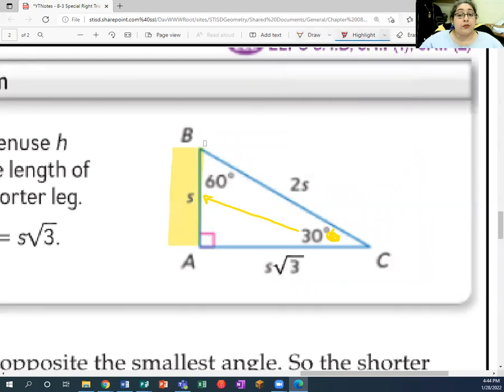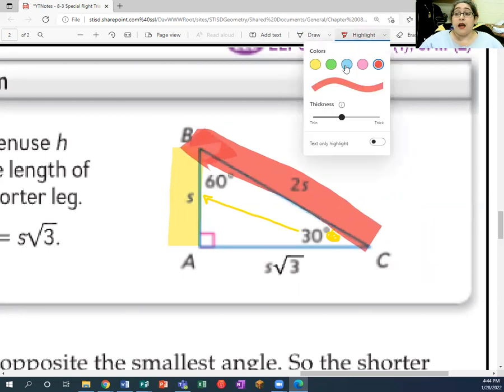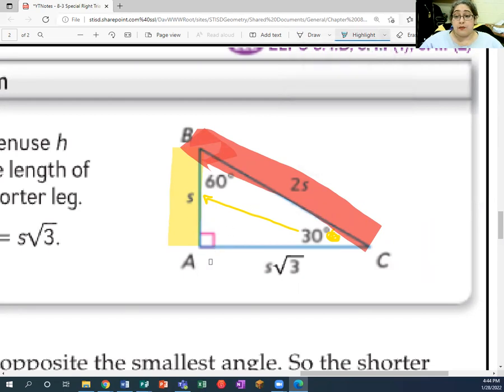The hypotenuse remains in the same spot, always directly across from the right angle. And then the other side is what we're going to call the medium side, the middle longest side. Okay, so I'm going to color code them this way.